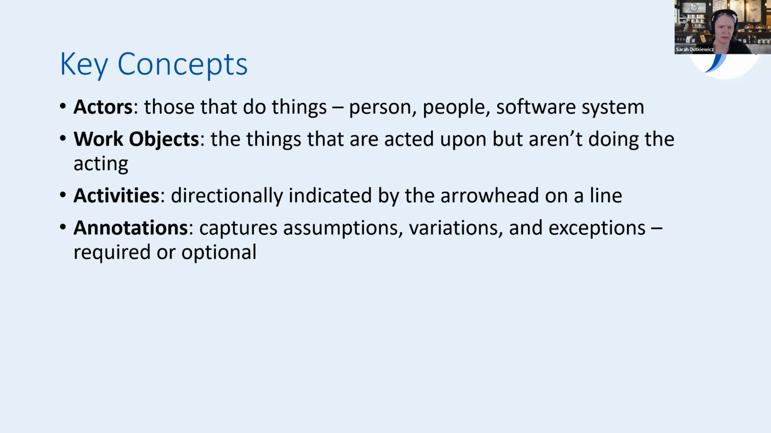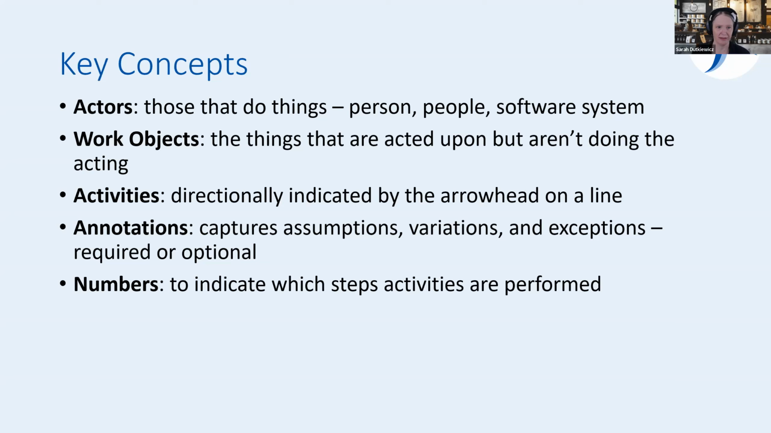Annotations. So I didn't have any annotations on my hand-drawn ones, but I did in the digital one where I talked about the domain storytelling tag. We'll talk about that in context here in a little bit. But annotations help you to capture your assumptions, your variations, your exceptions. You can make note of whether things are required or optional. That's a good way of making annotations. And then again, the numbers are used to indicate which steps of the activities are performed. These things can be done in parallel as well. So you can have multiple steps happening at the same time.